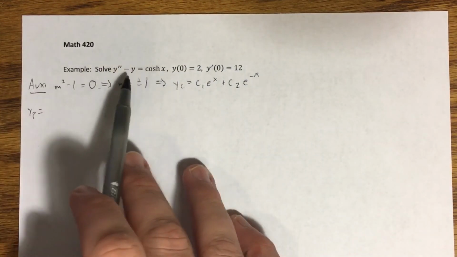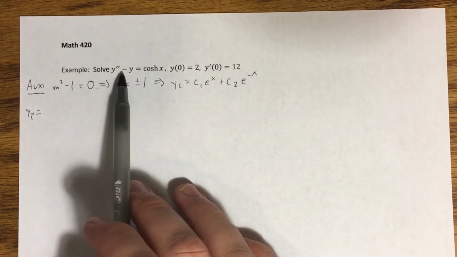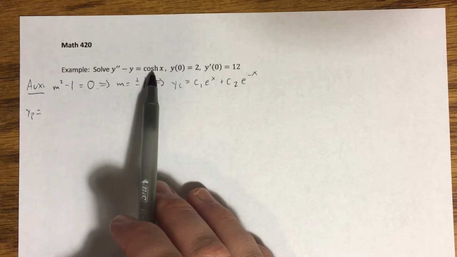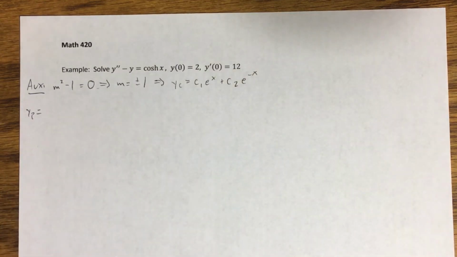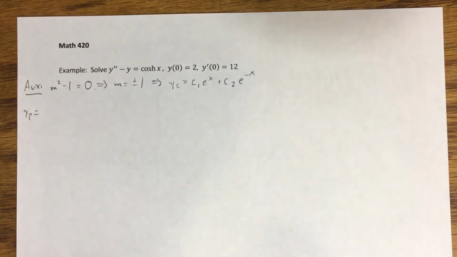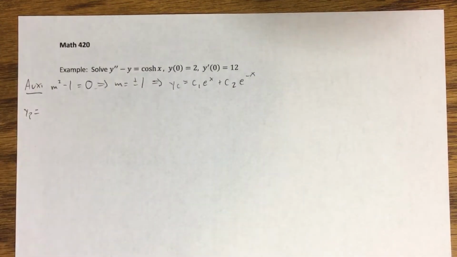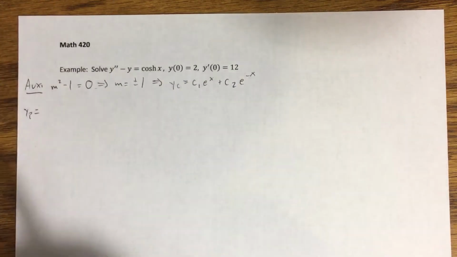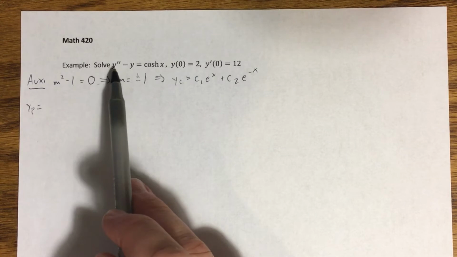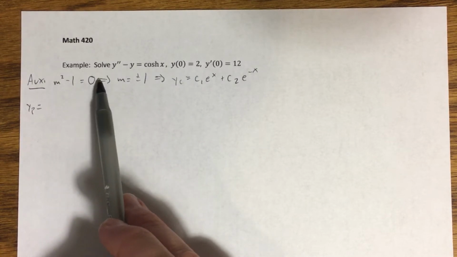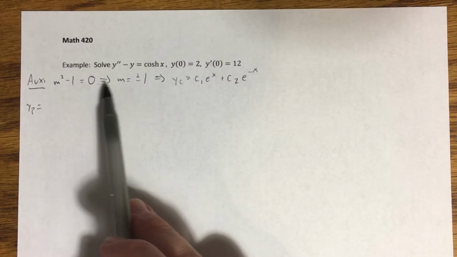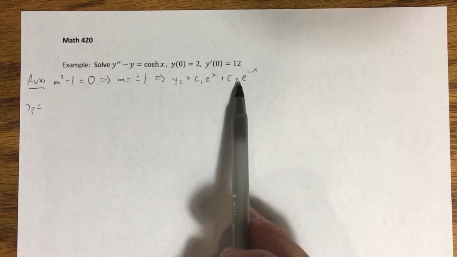So to start us off, first of all, notice that this DE involves a hyperbolic function, cosh of x. We haven't seen any of those occur yet in our examples so far, but it's good to encounter one of those. The auxiliary equation for this one's a very simple one, m squared minus 1 equals 0. That's easy to solve. That leads us to this complementary solution.